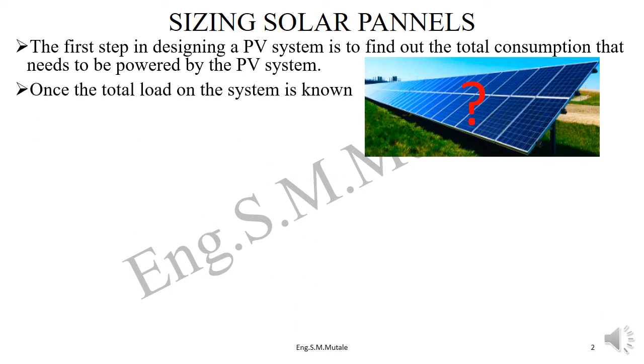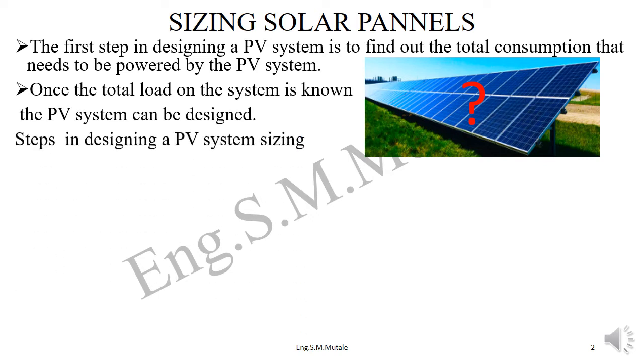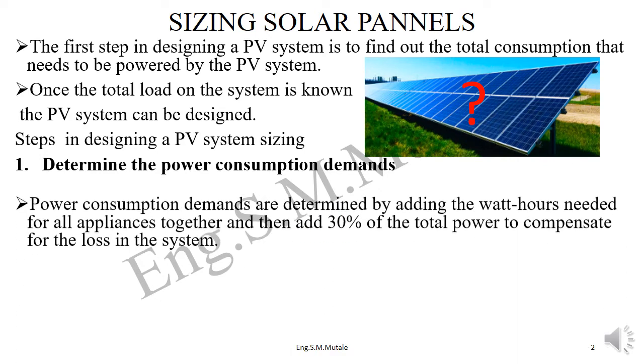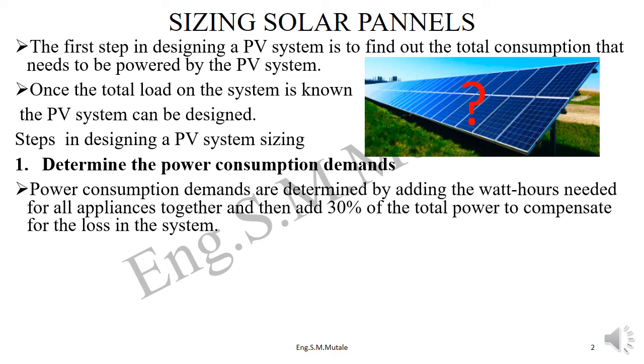And then once the total load on the system is known, then the PV system can be designed. Okay, so we shall take the following steps in determining the size of the PV, which are the panels. So number one, you need to determine the power consumption demands. So how we determine that is we carry out a load analysis, which should be in watt hours.